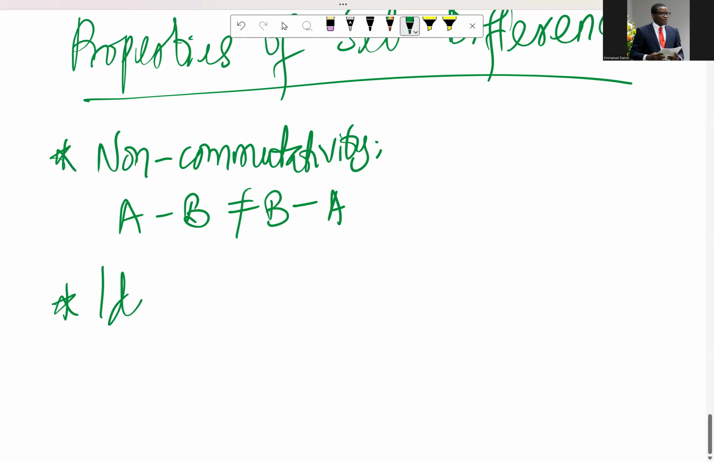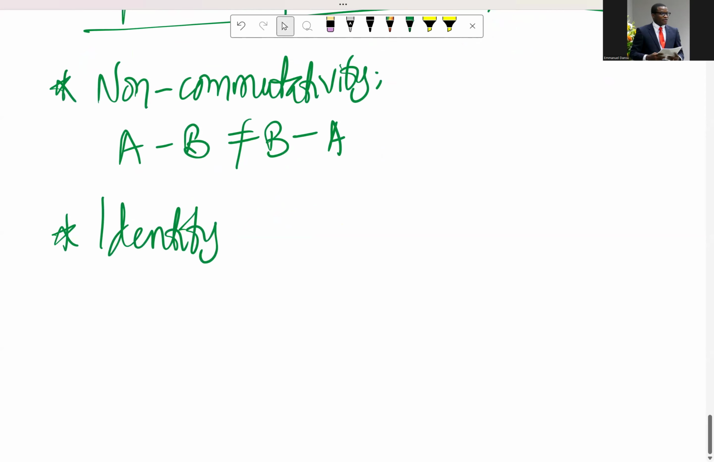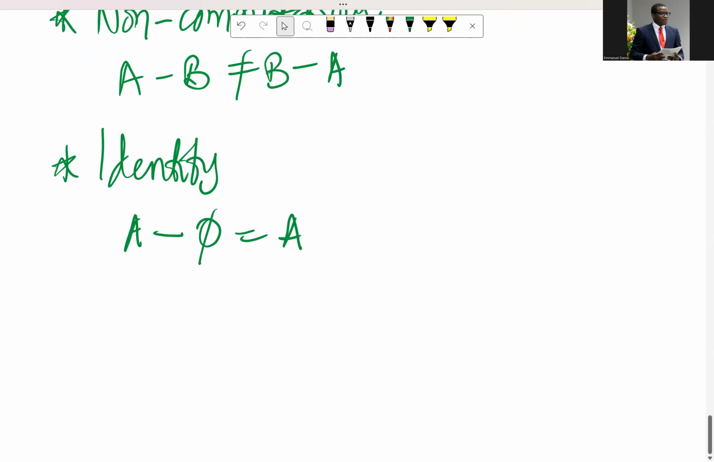And then we have identity. Identity simply talks about the fact that A minus an empty set is always A. That's identity for you. It's more like saying 3 minus 0 is always 3.